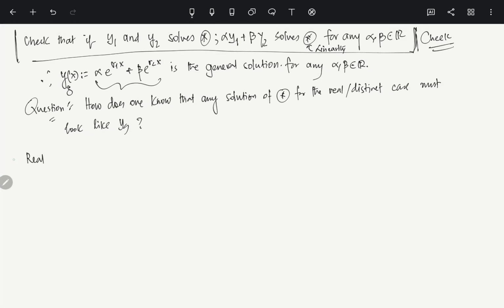Case 2. What is the second case? Case 2 is the real and equal case. So basically we are looking for r where r1 equals r2. And in this case, of course, you have one solution y1 of x given by e power r1 of x.